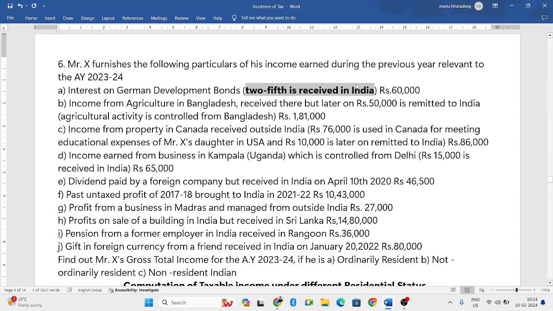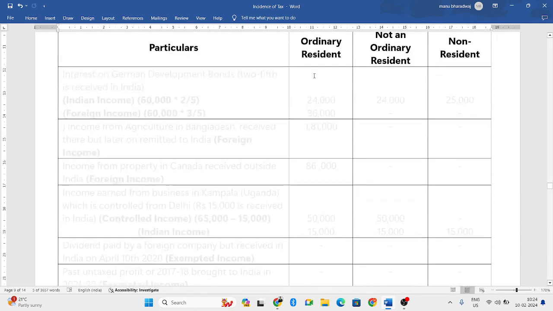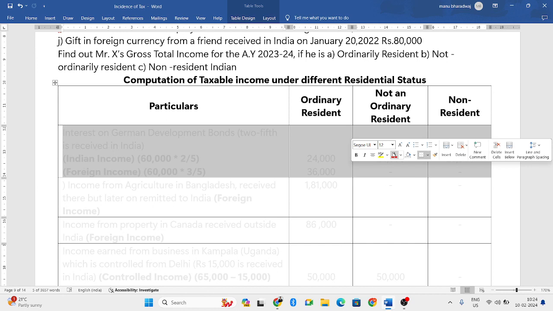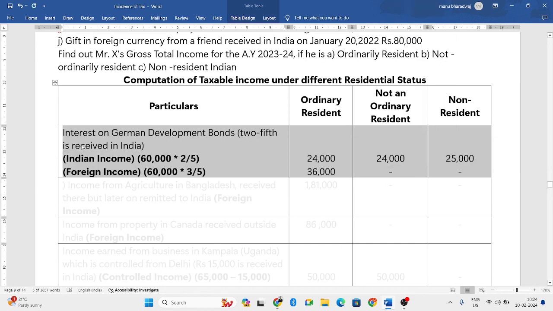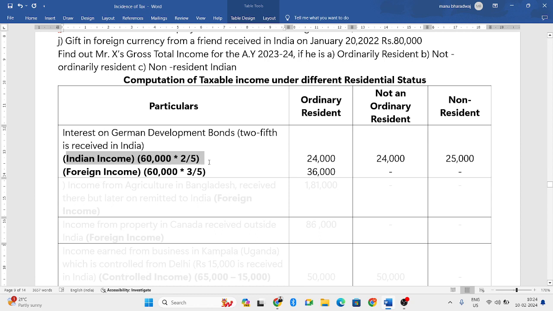So when 2/5 is received in India, there will be two types of income. One is foreign income, second one is Indian income. 2/5 of the money is Indian income. 3/5 of the money is foreign income. So let us solve here. Interest on German development bonds: Indian income is 2/5, so 60,000 into 2/5. Foreign income, the remaining part, is 3/5. As it is a foreign income from other sources, only an ordinary resident will be taxed. And for Indian income, all three members will be taxed.